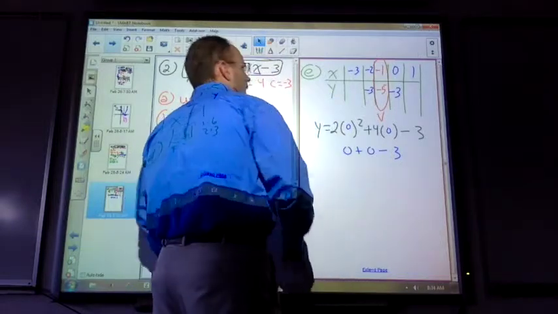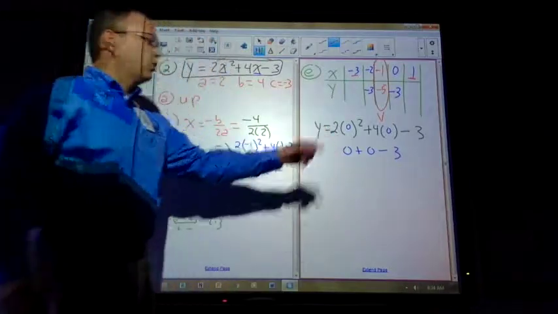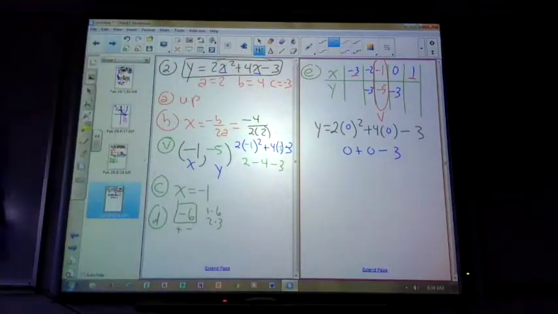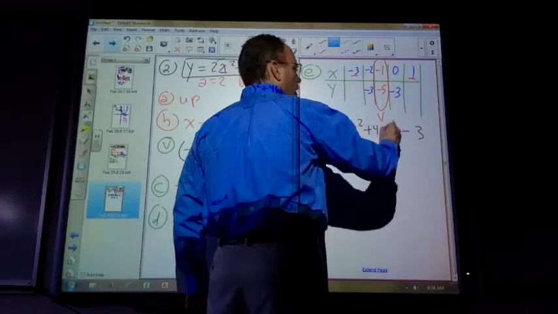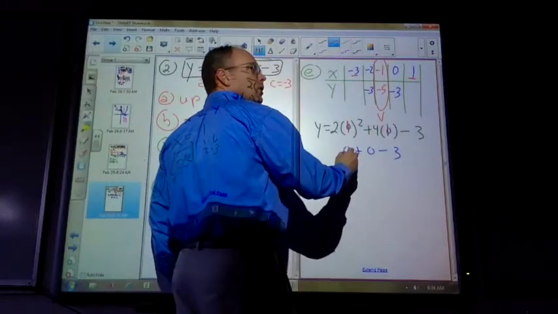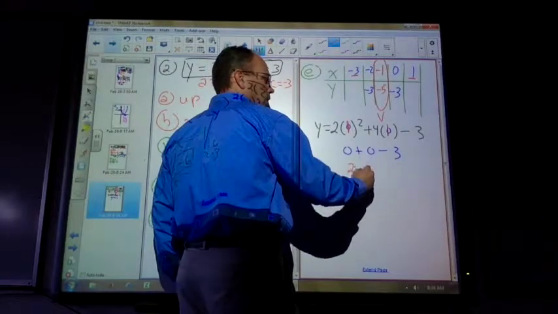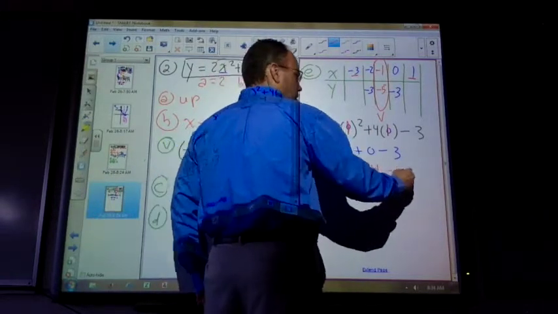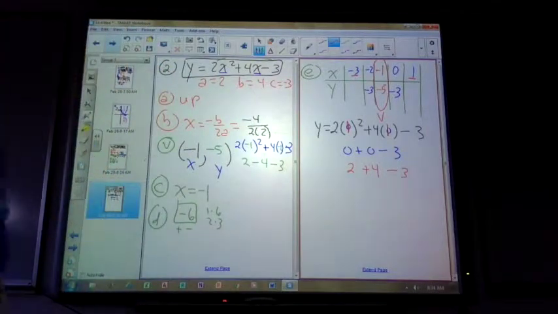Now, I could plug -3 in, or I could plug 1 into this original. Which one looks a little easier? 1. If I plug a 1 in, 1 squared is 1. 1 times 2 is 2. 4 times 1 is 4, minus 3. So 2 plus 4 minus 3.